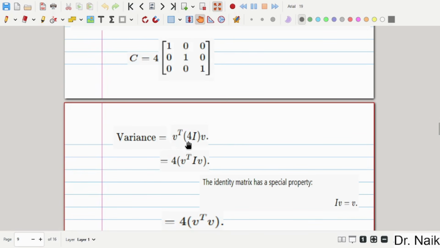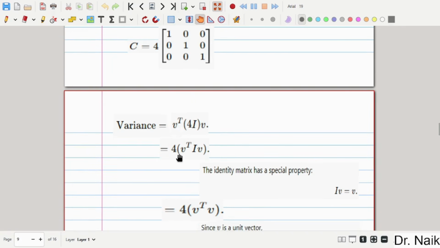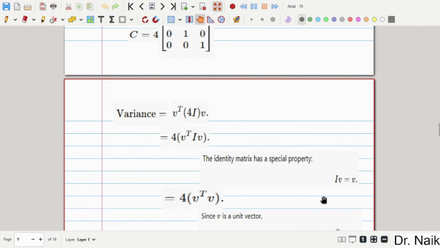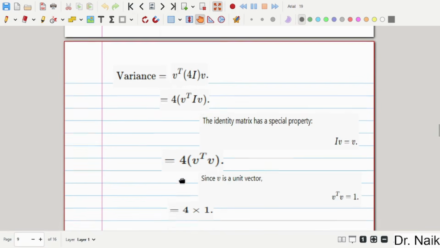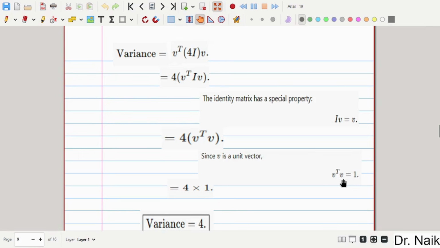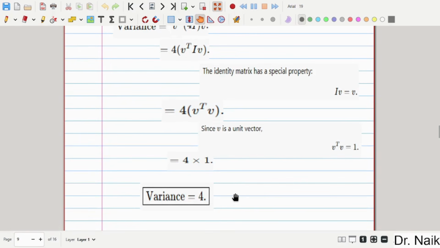So v transpose times bracket 4I times v. Now take the 4 outside. So 4 multiplied by v transpose times I times v. The important property of the identity matrix is I times v is v. So 4 times v transpose v, and since v is our unit vector, v transpose v is 1. Therefore 4 times 1 is 4. So our variance is 4.